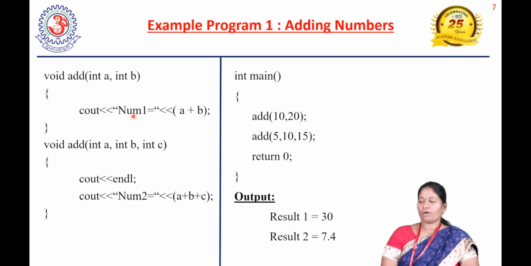Now, how are these functions invoked in main? We have a main method. In the main method, I am going to call two functions: the first add and the second add. But you have to look at this clearly. If we have two arguments or three arguments, when the compiler scans this particular line, it will recognize it.